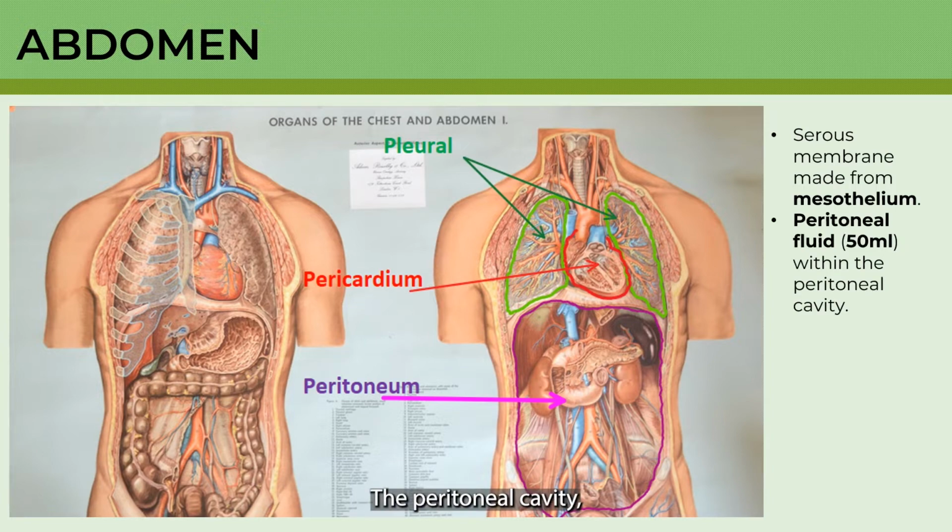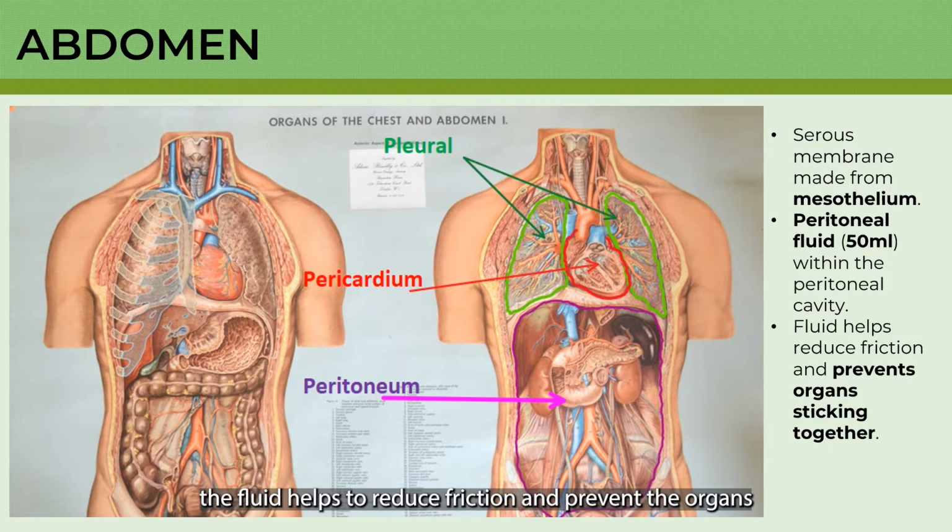The peritoneal cavity is filled with approximately 50 ml of peritoneal fluid. As all the organs of the abdominal cavity are highly mobile, this fluid helps to reduce friction and prevent the organs from sticking together.